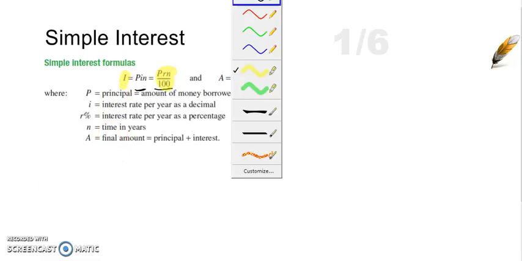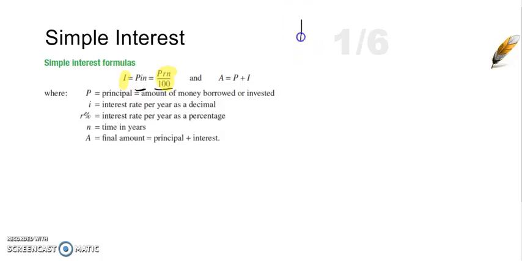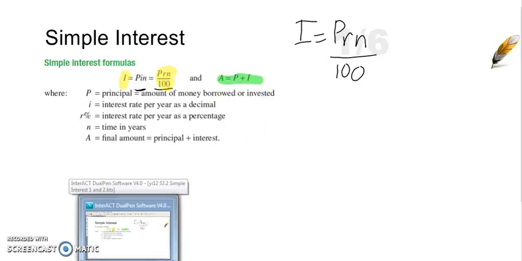So the one I like to use is I equals PRN over 100. So for everything I do in these videos, that's the formula I'll be using. The other formula you need to take note of is this one here, and that's amount equals principal plus interest. So the simple interest formula will figure out how much interest you've got to pay, but not the total amount you've got to pay. So that's why we have amount equals principal plus interest.